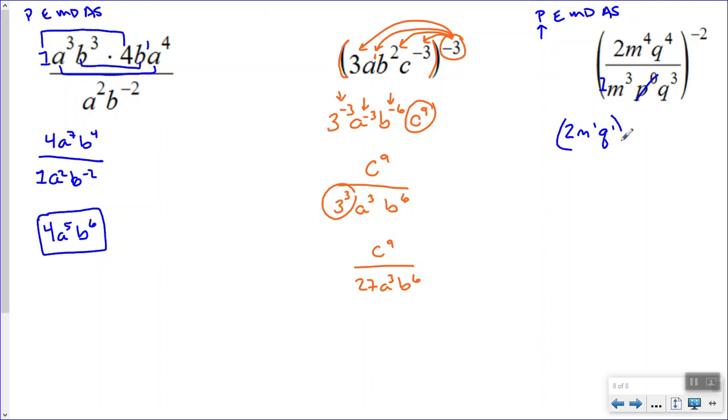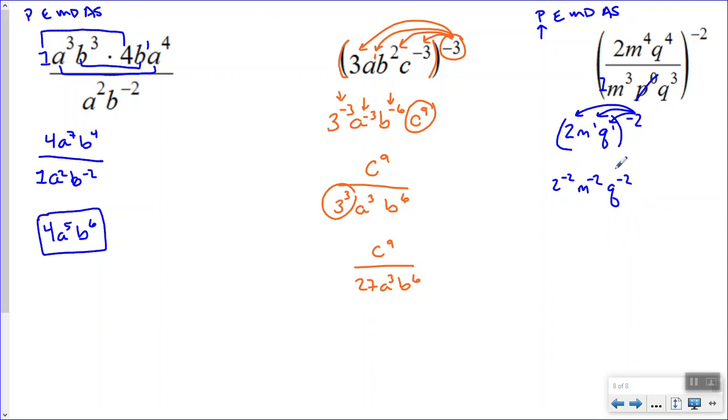This whole expression is now going to be raised to the negative 2nd power. Similar to what we did in the second example, I'm going to apply this exponent to each term inside the parentheses. 2 to the negative 2nd, we're just going to write it here. M to the 1st raised to the negative 2nd power, where we multiplied 1 times negative 2, and we get m to the negative 2nd. And we do the same thing with q to the 1st. Raise it to the negative 2nd power, 1 times negative 2 is q to the negative 2nd.